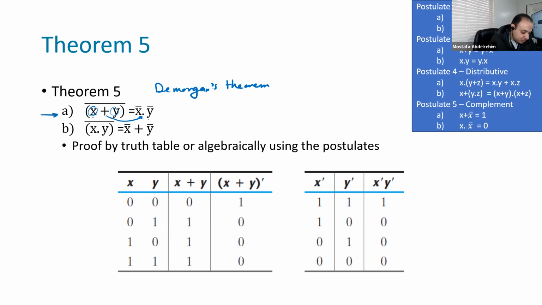Okay. Same if you have x dot y complement. I mean, your complement is a result of x and y. It's like if you make the OR between the two complements of the two variables. Again, you convert the dot or the AND into OR, and the complement is distributed between the two variables, x and y.